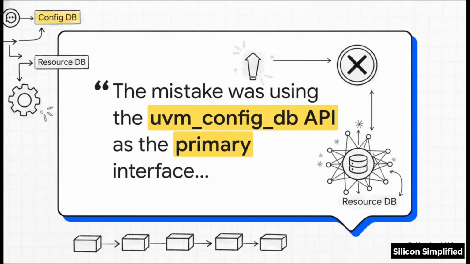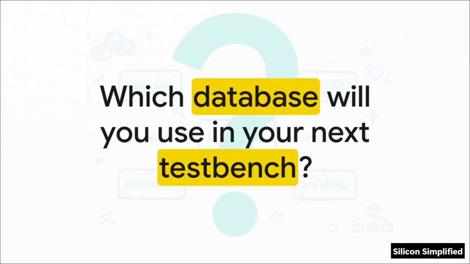And this hidden architectural history has actually caused a bit of a paradigm shift lately. As renowned verification expert Cliff Cummings points out, the mistake the industry made wasn't adding the config DB. It was necessary for the OVM transition. The mistake was using and promoting it as the primary interface. For many tasks outside of structural build phase routing, the underlying Resource DB is actually so much more powerful and flexible.